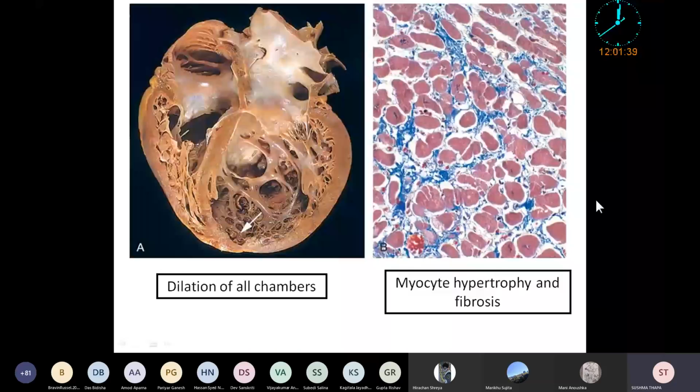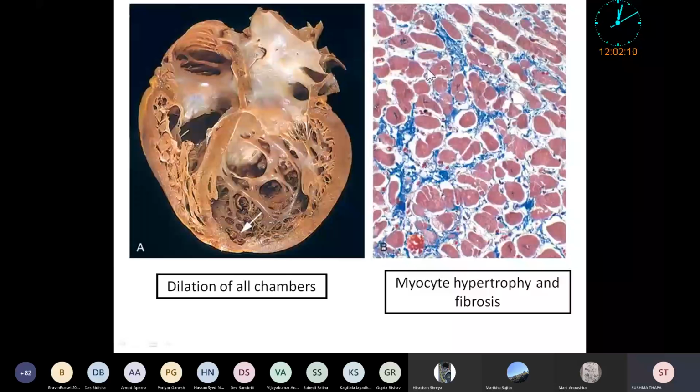You can see here in this gross picture the enlarged heart, where there is a flabby heart wall and the ventricles are dilated. Okay, dilation of all the chambers. And you can see histologically there is fibrosis. This is actually a special stain, it is not an H&E stained section. This is a special stain, the Masson's trichrome. So there is fibrosis, and the cardiac muscles are hypertrophied.